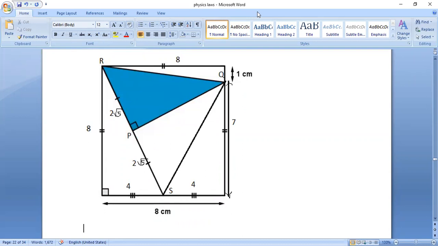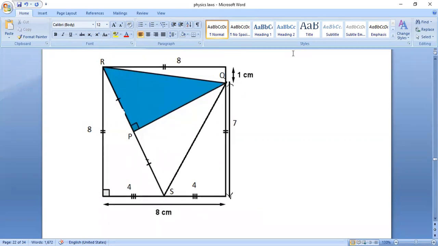Now, to calculate the shaded area, there is one problem. I know shaded area will be equal to area of the square minus area of this part minus area of this and minus area of this part. Okay, but I can find out this length, correct? But I don't know what is this length. Because to find out the area of this one, I need this one.